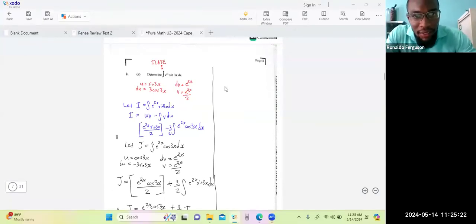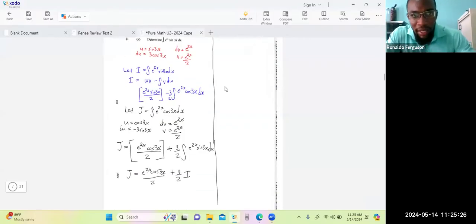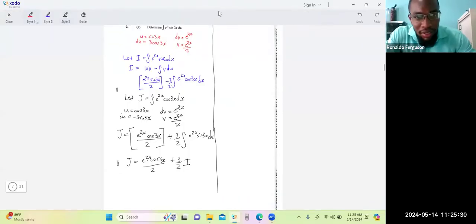As you can see right here, I have to zoom a little more, or I can scroll. Yeah, this is better. So as I scroll up, you can clearly see this is what we have for J. But this equation needs to be substituted into this equation where we had I equal this.